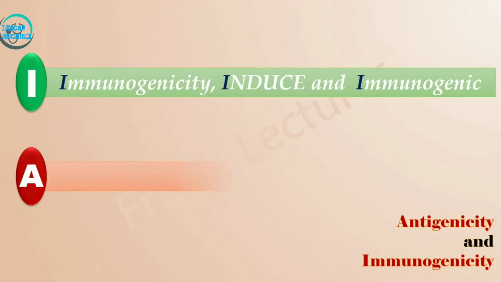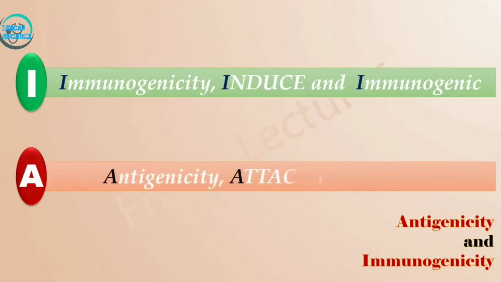Capital A represents another set of three words which are antigenicity, attach and antigenic. By this we can remember that antigenicity is the ability of a substance to bind or attach to the products of the immune response. Such substances are antigenic. I hope this will help you.